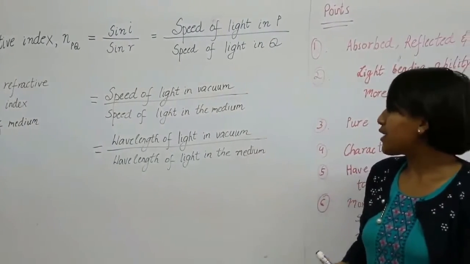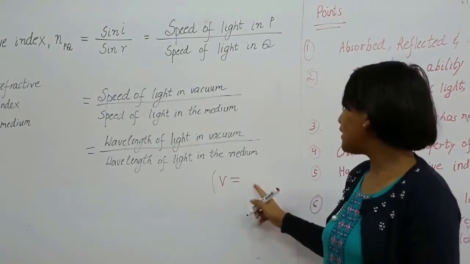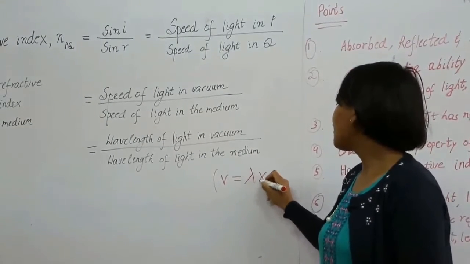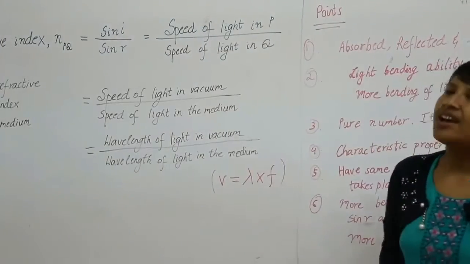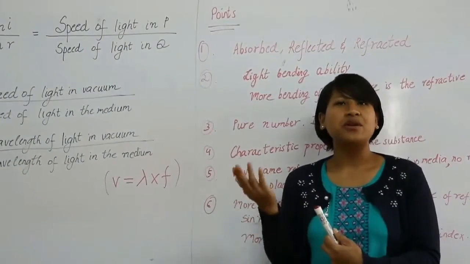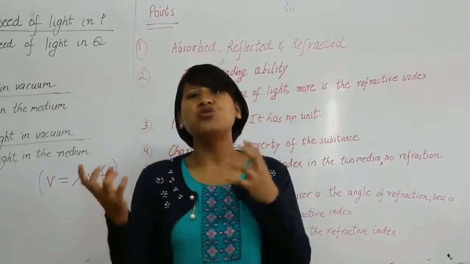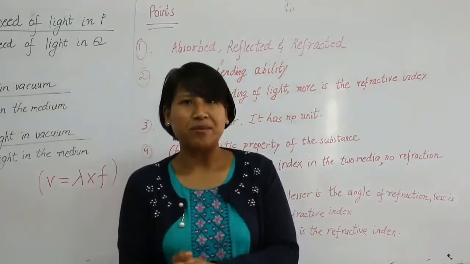Now this we have derived by the formula v equal to the wave speed equals lambda, wavelength, into frequency. Now what is so important about refractive index of the medium? What can you say when you know about the refractive index of a medium?